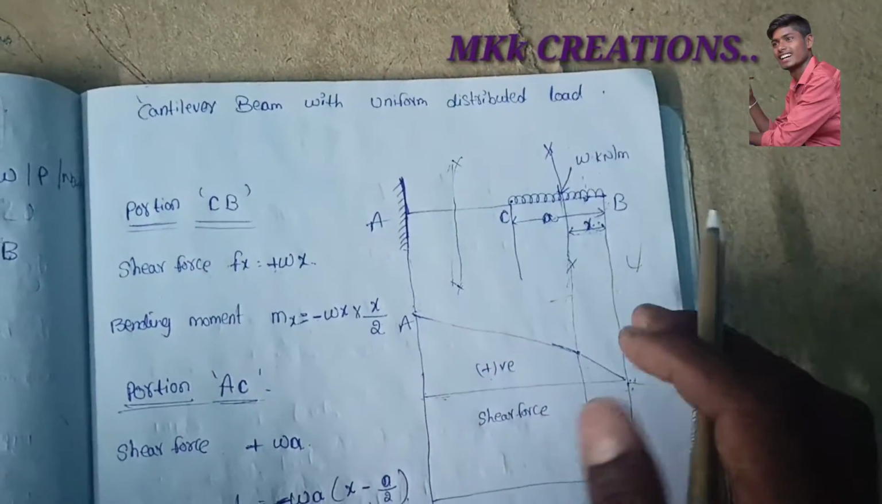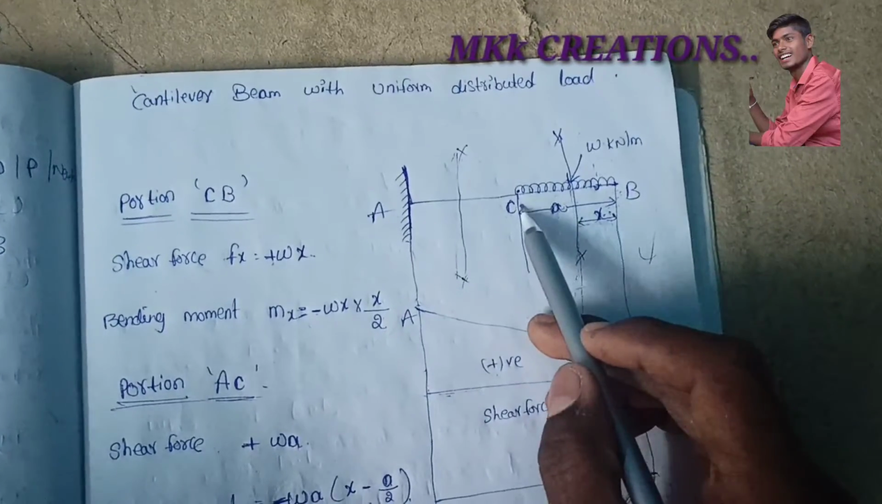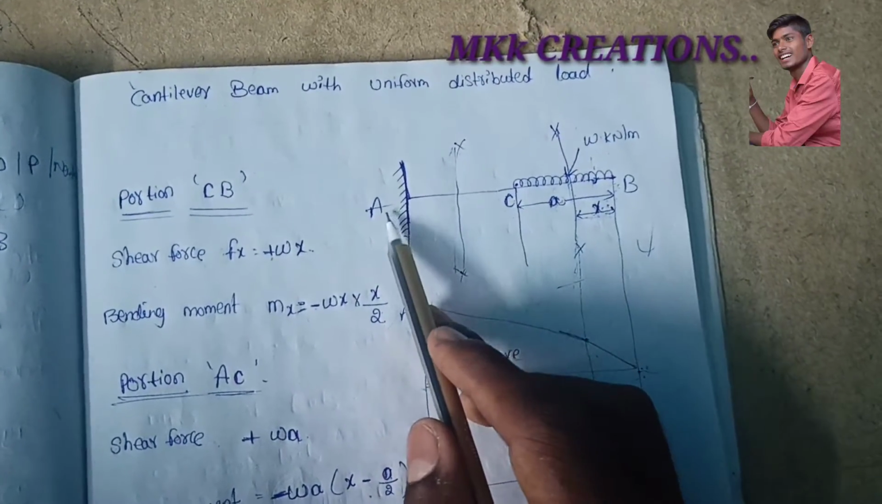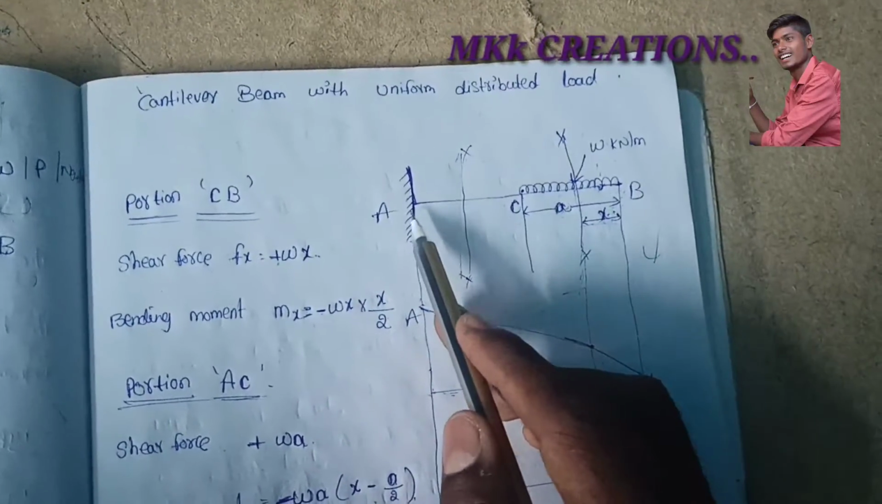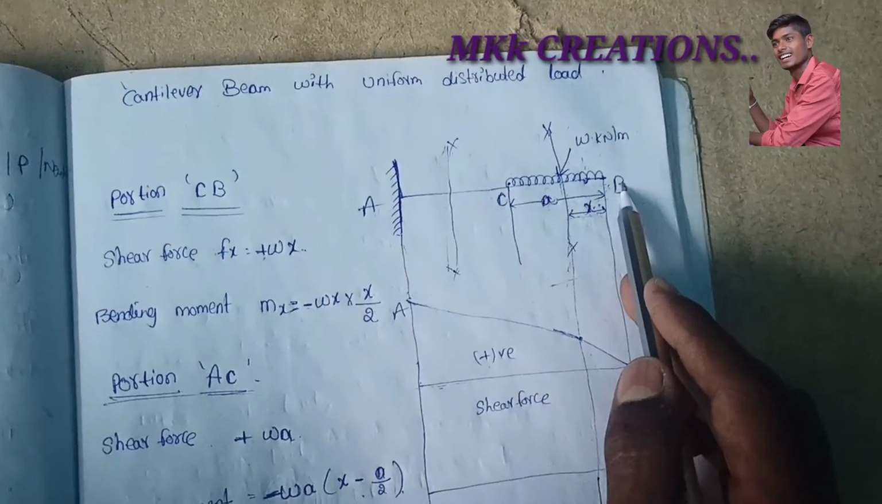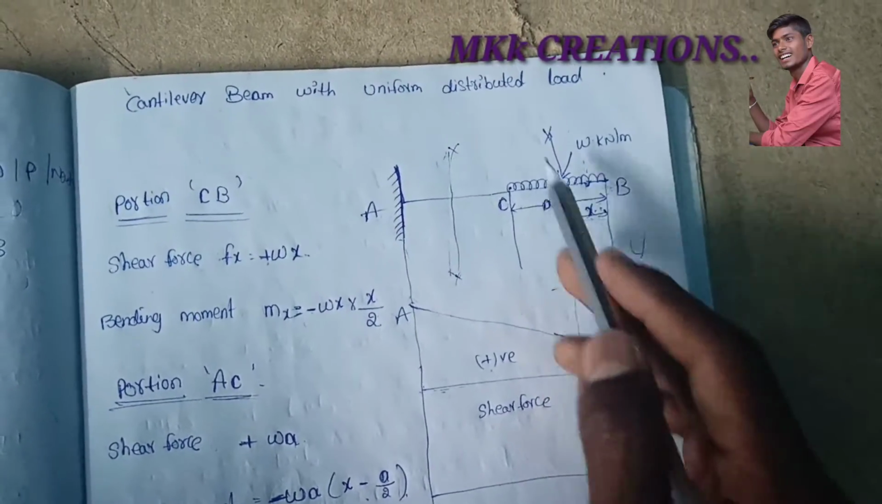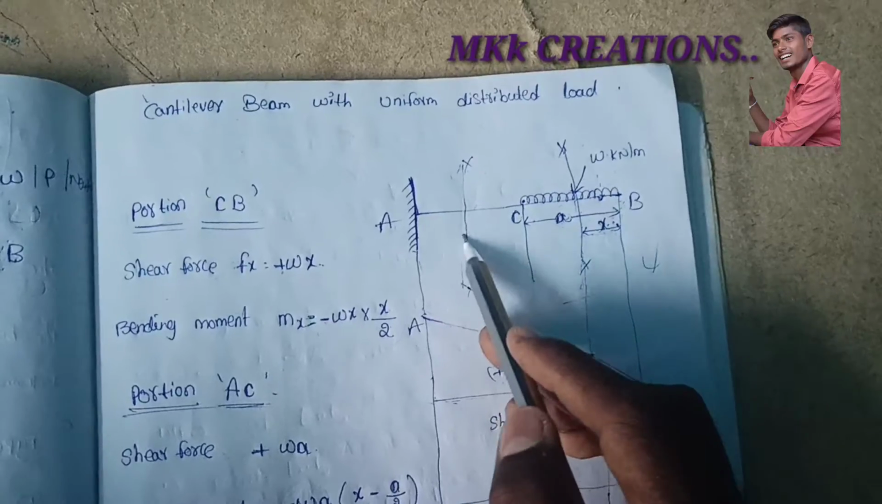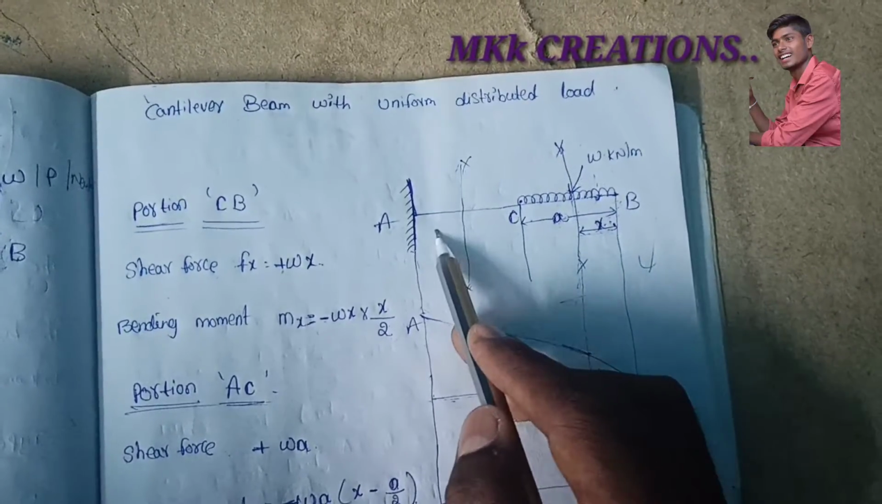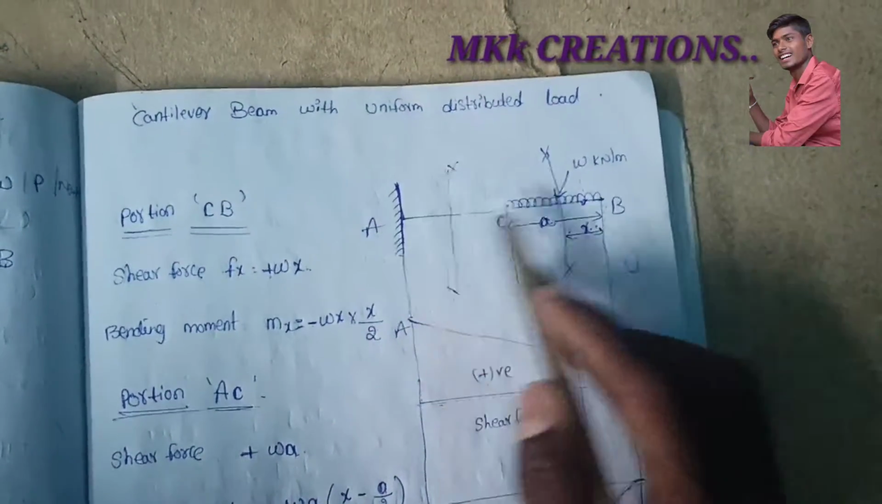Next, we want to consider the portion CB. Before that, we want to give the notations A, B, C. First we give A, last B, and next C. If any loads are acting here, at that time we use D, E, F like that. So now A, B, C.